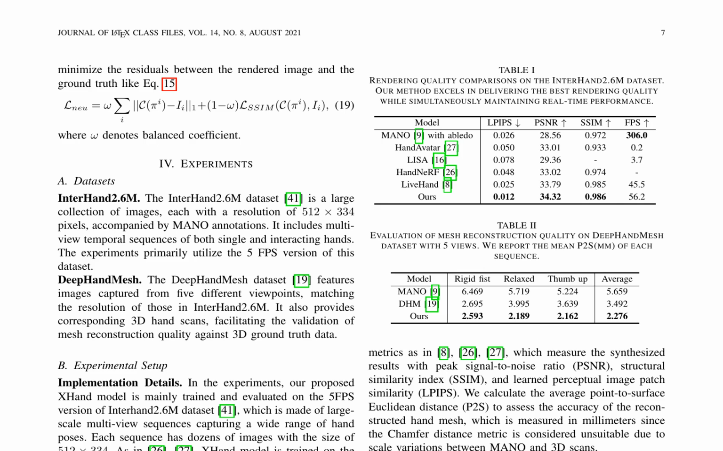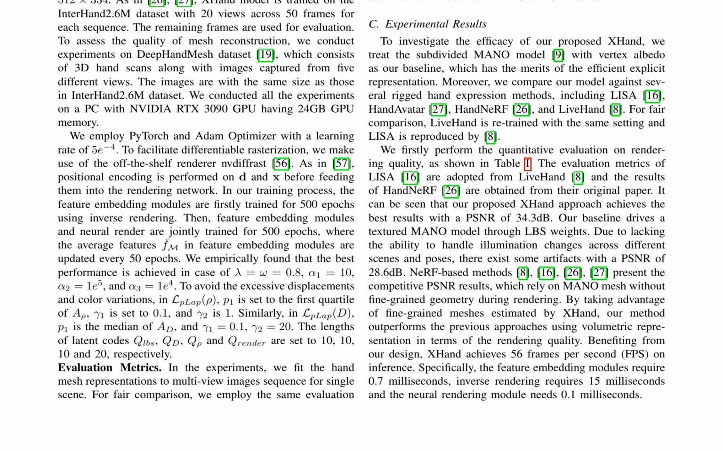The feature embedding modules are first trained for 500 epochs using inverse rendering, followed by joint training with the neural renderer for 500 epochs. Evaluation metrics include peak signal-to-noise ratio, PSNR, structural similarity index, SSIM, and learned perceptual image patch similarity, LPIPS, as well as the average point-to-surface Euclidean distance, P2S, for assessing the accuracy of the reconstructed hand mesh. The results are compared to several baseline methods, including mono with vertex albedo, LISA, HandAvatar, HandNeRF, and LiveHand.